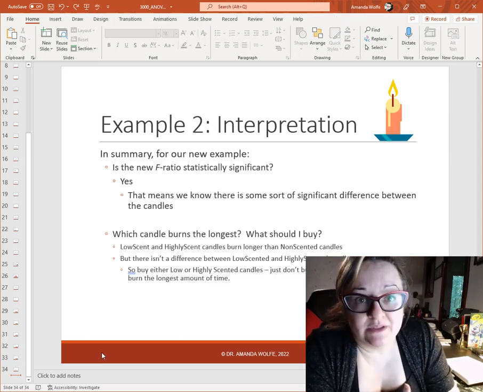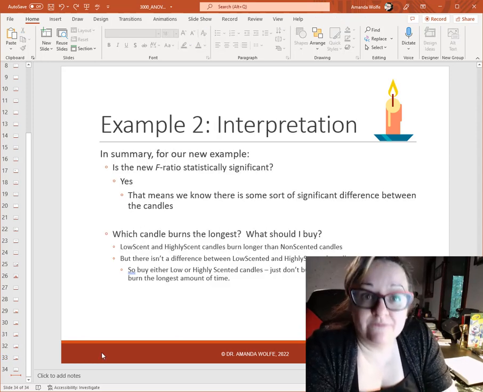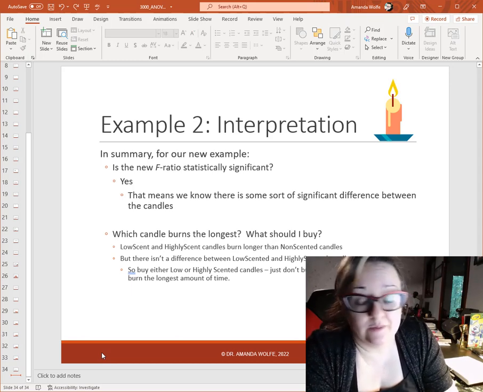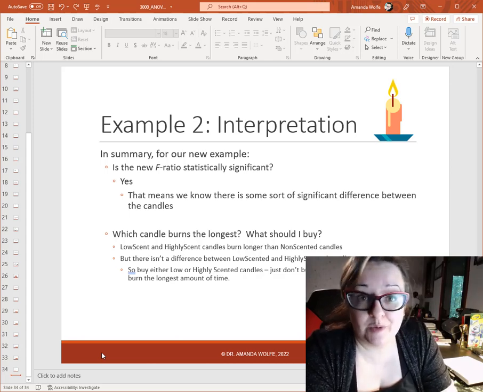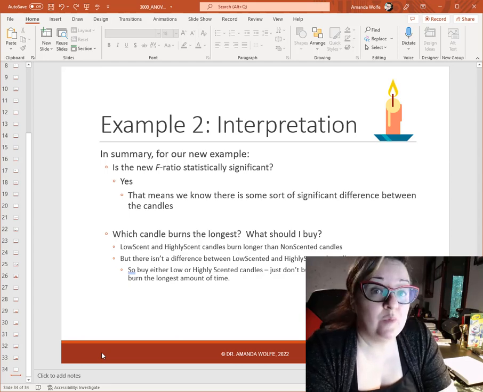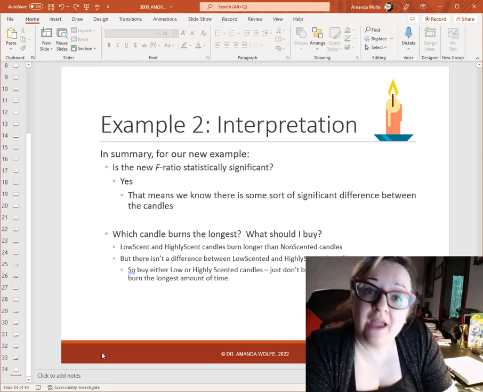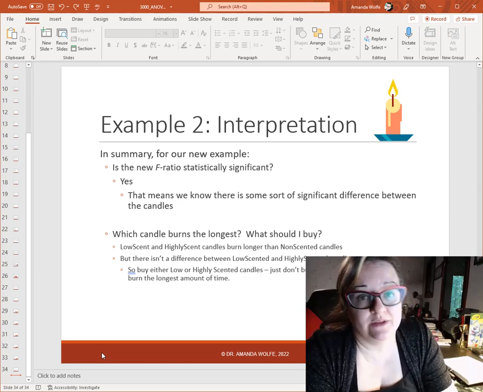So the way we interpret this whole thing is the first study, example number 1, was not statistically significant because there was no statistically significant difference between the candles in the first example. There was no reason to do a post hoc. The second example, where we added more candles, turns out that was significantly different. But the F ratio doesn't tell us where the difference lies. The post hoc test does.